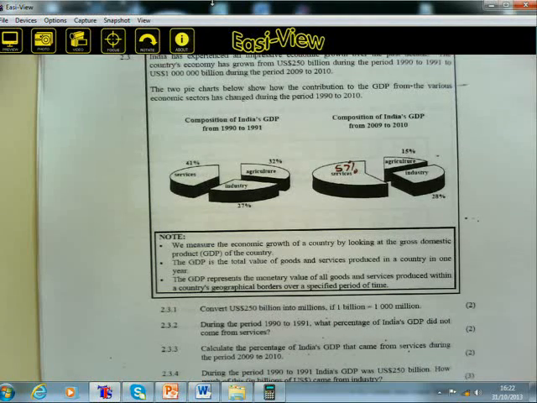Note, we measure the economic growth of a country by looking at the gross domestic product of the country. The GDP is the total value of goods and services produced in a country in 1 year. The GDP represents the monetary value of all goods and services produced within a country's geographical borders over a specified period of time.